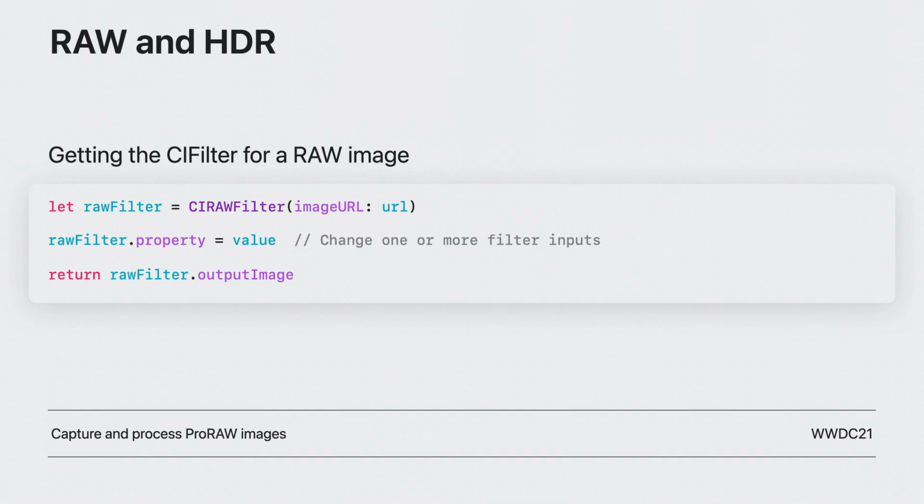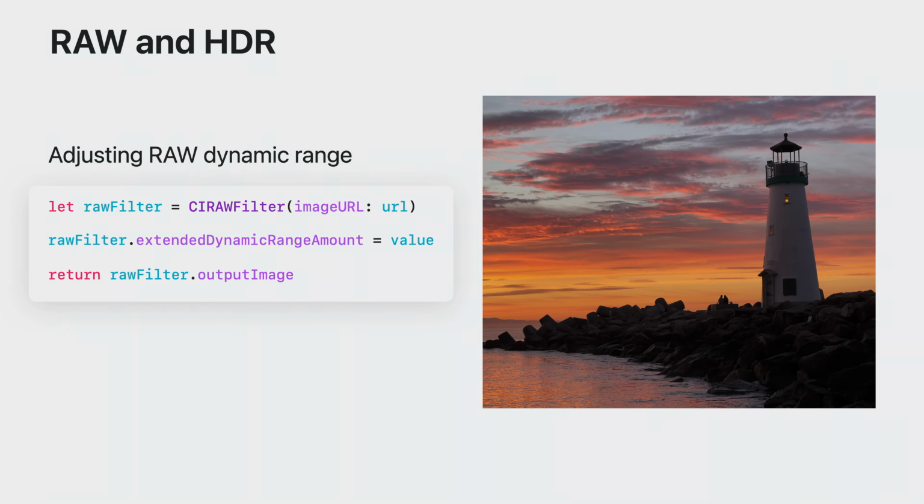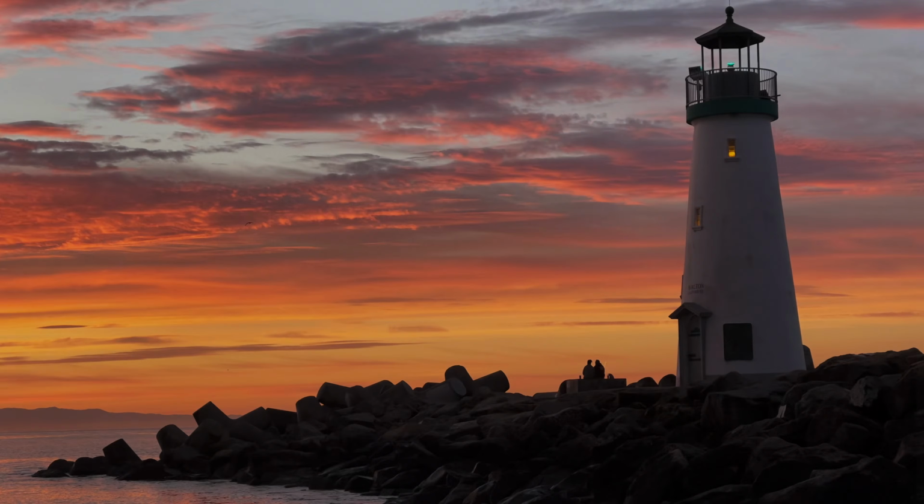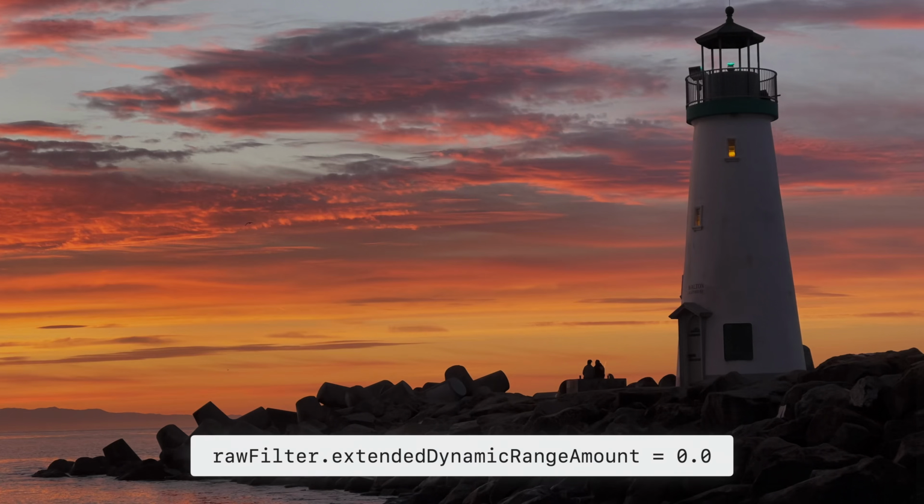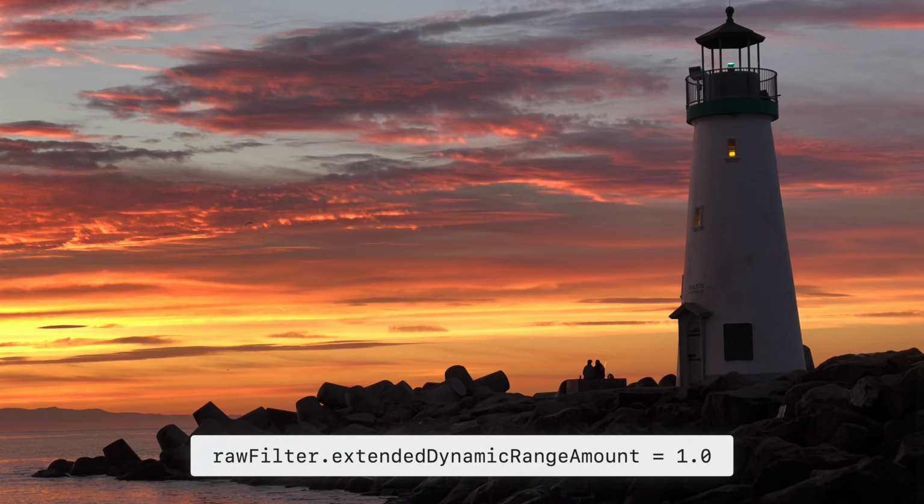These properties are well described in the Capture and Process ProRAW Images session, but let's review one that is especially relevant to this HDR discussion. The amount of dynamic range for a raw image can be adjusted to any value from 0 to 1. The extended dynamic range amount property is analogous to the view dynamic range controls that Jackson described earlier. The default value of this property is 0, which indicates that the output image should be SDR. The maximum value of this property is 1, which indicates that the output image should use the most of the headroom present in the file.